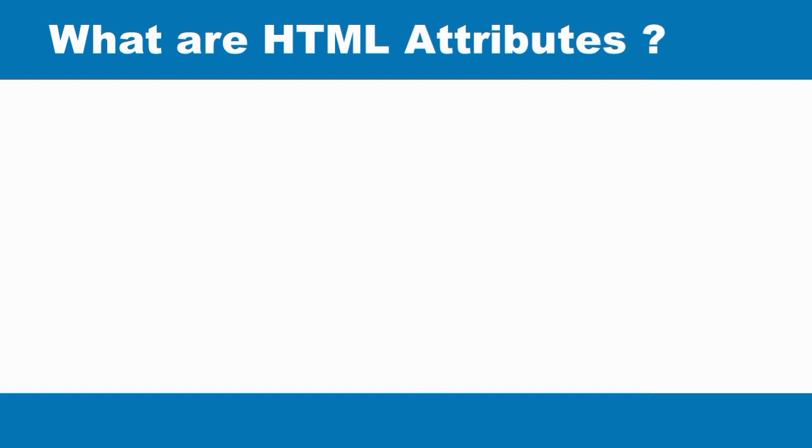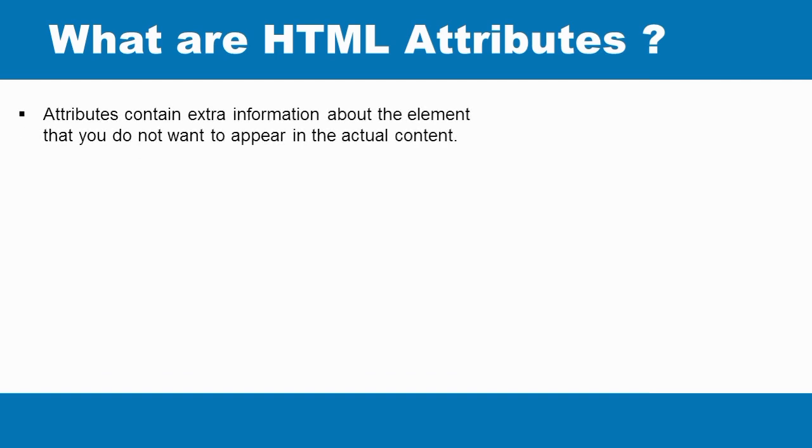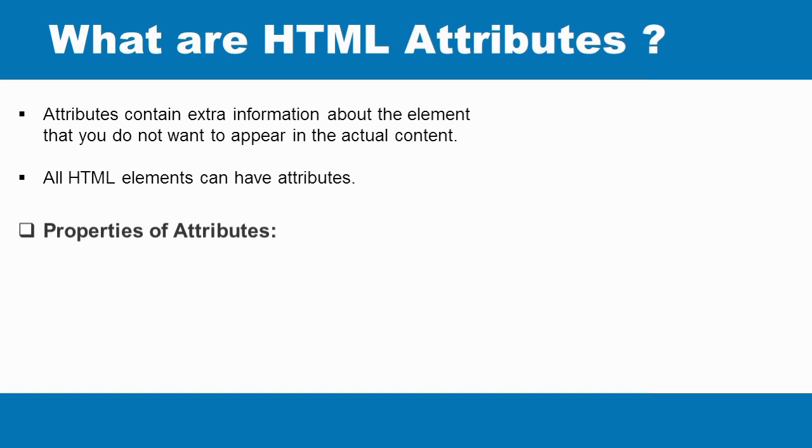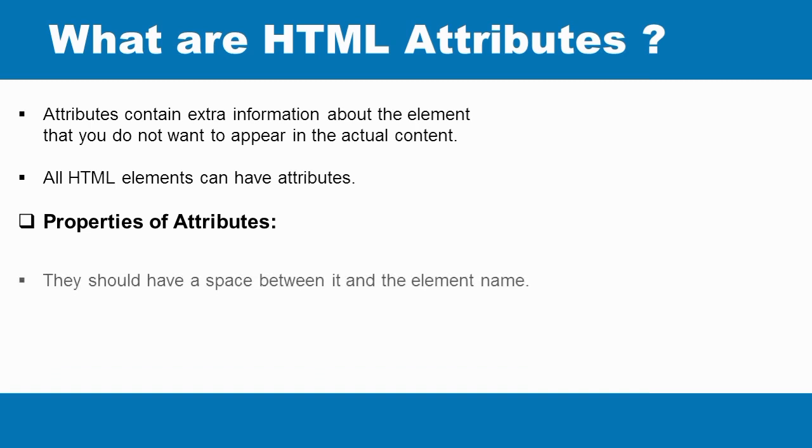So they contain extra information about the element that you do not want to appear in the actual content. All HTML elements can have attributes. There are some properties that all attributes should have. They should have a space between it and the element name.